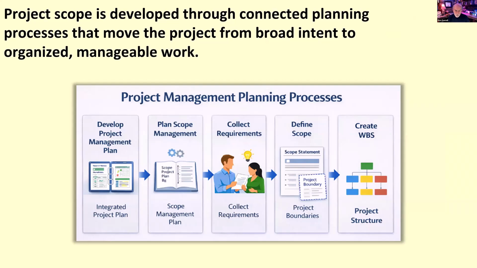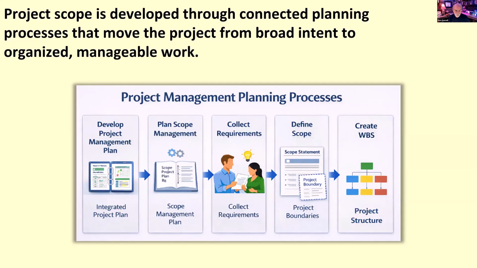Project management planning processes. Project scope is developed through connected planning processes that move the project from a broad intent to organized, manageable work. Developing project scope is not a single action. It's supported by a set of connected planning processes that help move the project from a broad idea to a clearer and more organized definition of work.